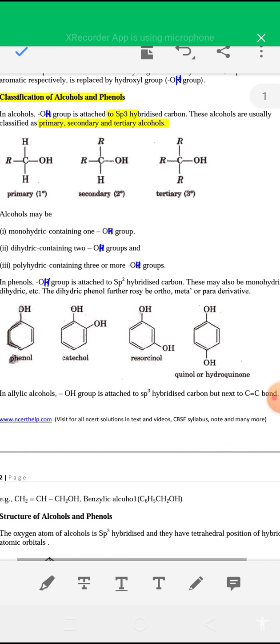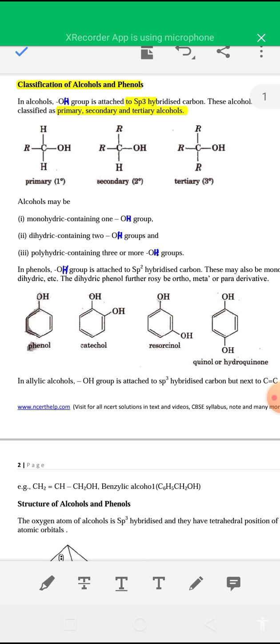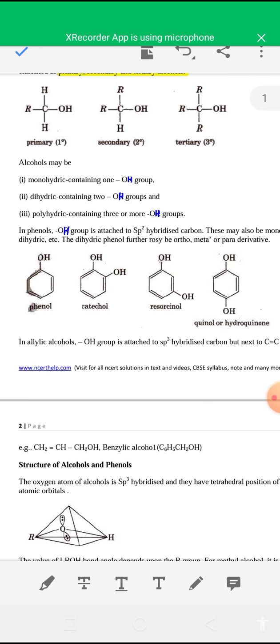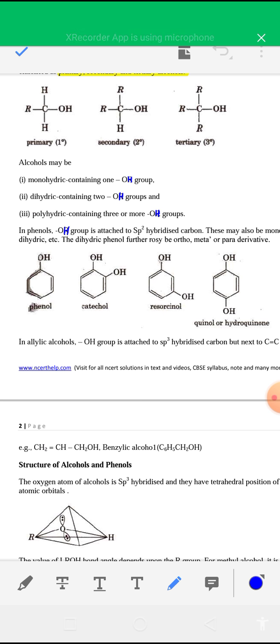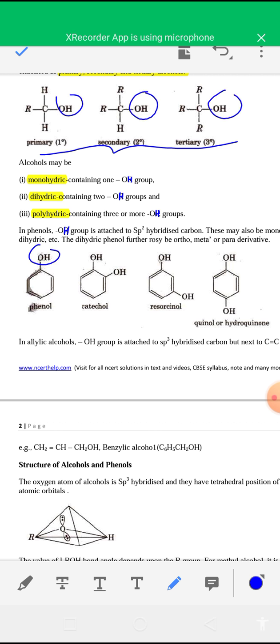So these are three types of alcohol, and alcohol may also be classified based on the number of OH groups present. Monohydric alcohol means only one OH group is present. Dihydric alcohol means two OH groups are present. Polyhydric means more than two OH groups are present in the alcohol. For example, phenol. All these three are monohydric alcohols because only one OH group is present. Similarly, phenol is a monohydric alcohol.